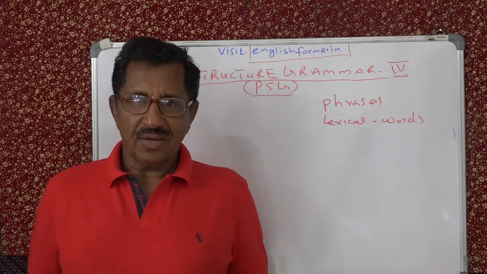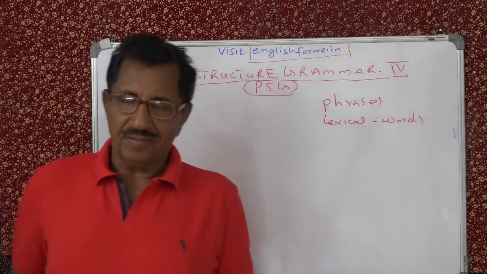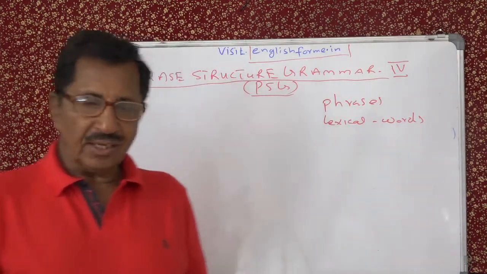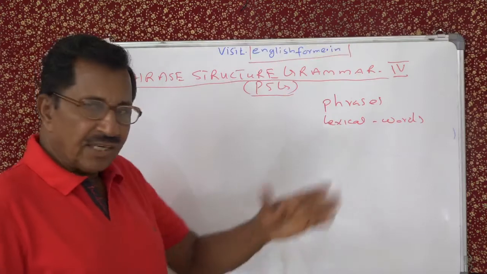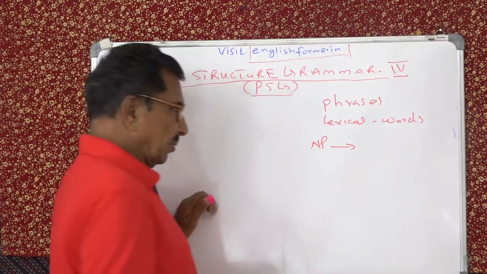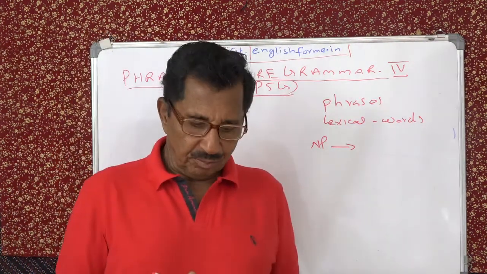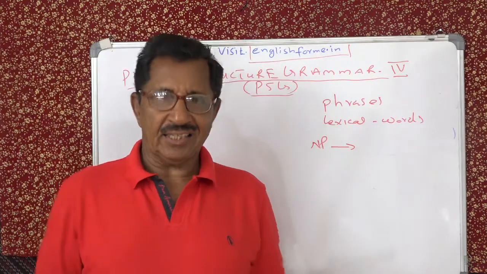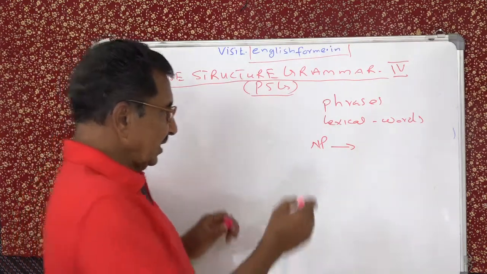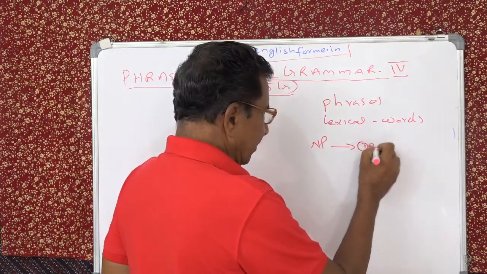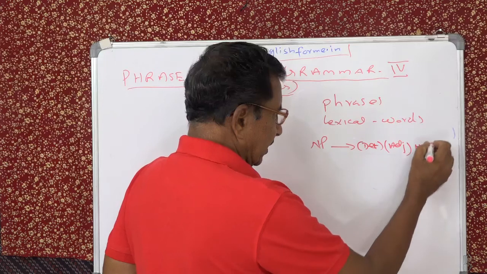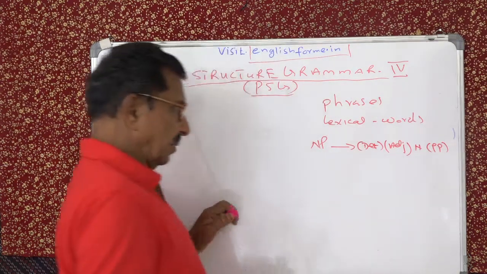We have seen what the components of this are. And notations also. Phrase structure rules are rewrite rules. Rewrite rules means on the left side you have the name of the phrase, NP, and then there will be an arrow. This arrow means rewrite as, or explain as, or generalize as. We have seen these things, but once again I am repeating. Round brackets mean the elements are optional.